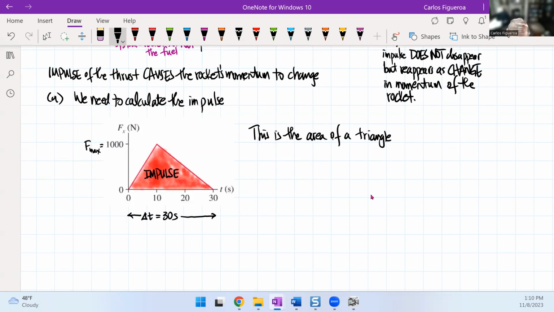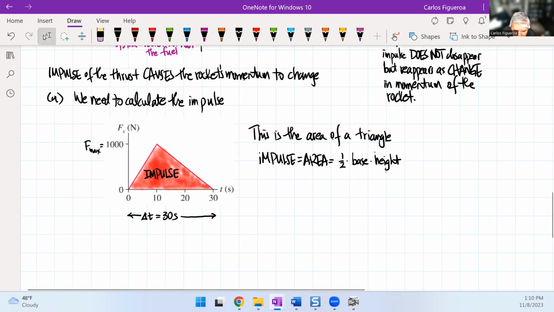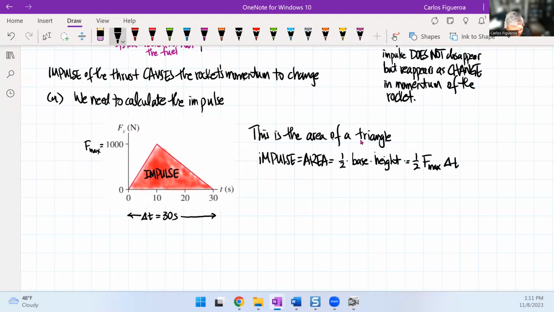And what do I know about the area here? If I look at the impulse, we said it has to be the area. And if this is a triangle, we know that a triangle is 1/2 times the base times the height, or the height times the base. It doesn't matter how you do this. So now what do I really know? Well, the height of this is going to be the maximum force, and the base is going to be the contact time. So that's what I have right there.